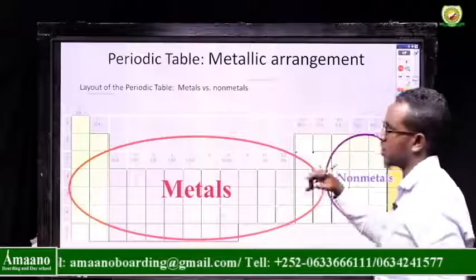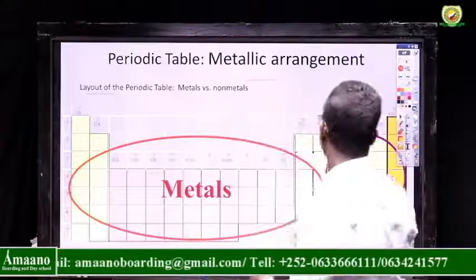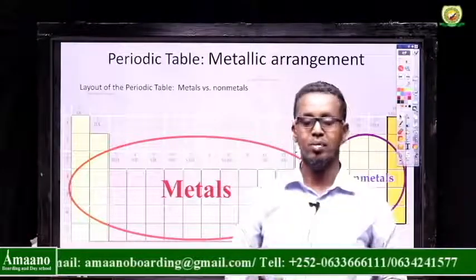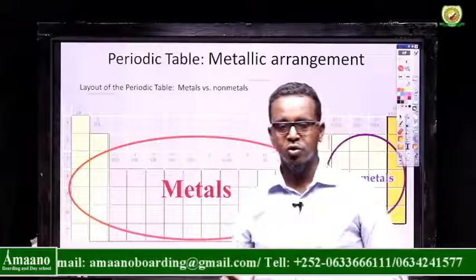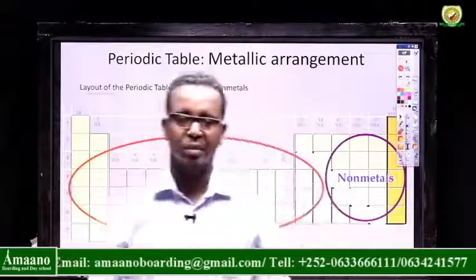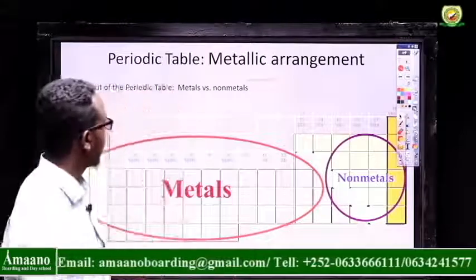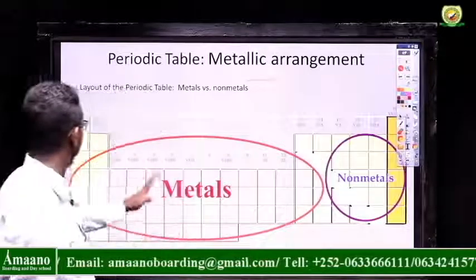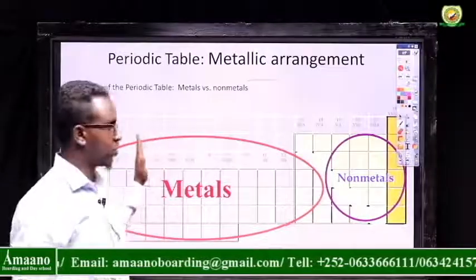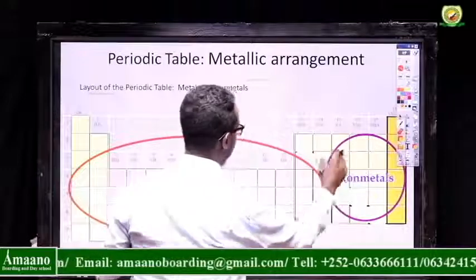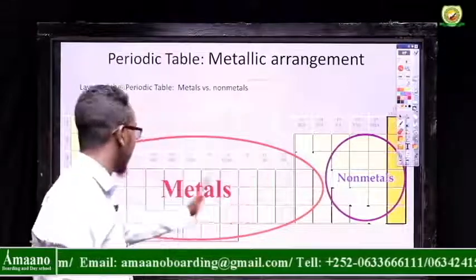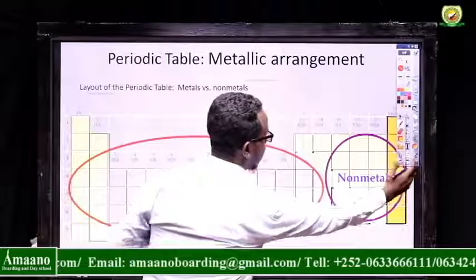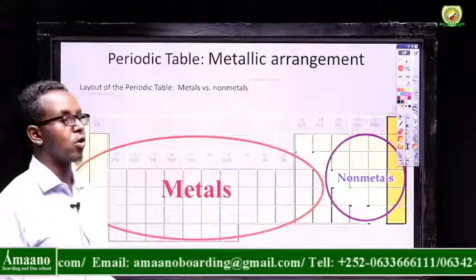Before groups and periods, we have to classify. We have to divide the periodic table into two main parts by considering the kind of elements. This periodic table contains metals and non-metals. Here you can see this is the left-hand side of the periodic table, and this is the right-hand side of your periodic table. These left-hand side elements are always metals. What about the right-hand side? The right-hand side we combine what we call non-metals.